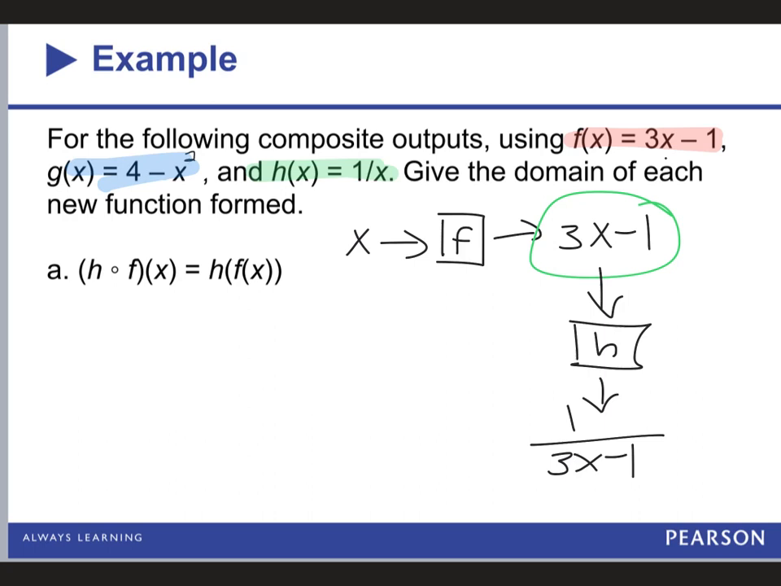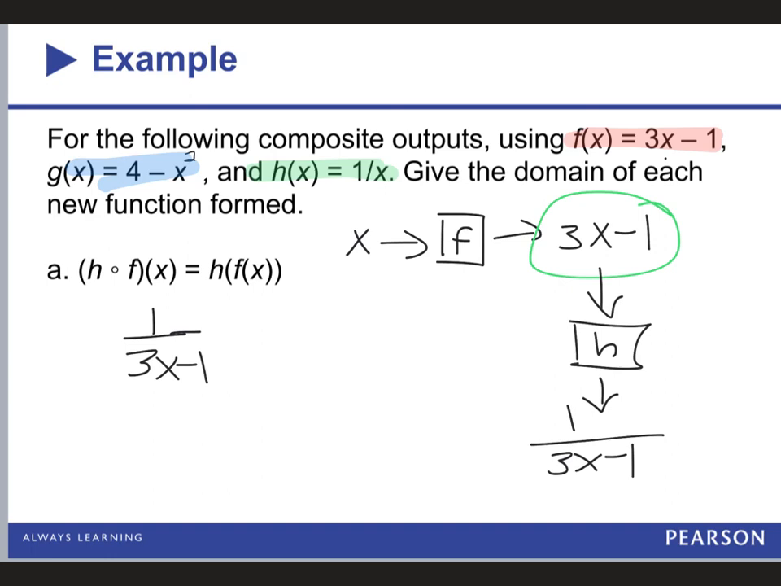And so this is our final answer. 1 divided by 3x minus 1 is equal to the h of f of x. But there's one key part. Notice that I have a quotient here, so I'm dividing by 3x minus 1. I know that bottom denominator cannot be equal to 0, so I have to check and make sure that I know where that would happen.